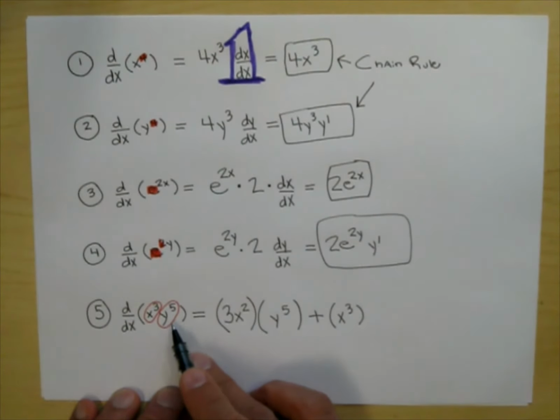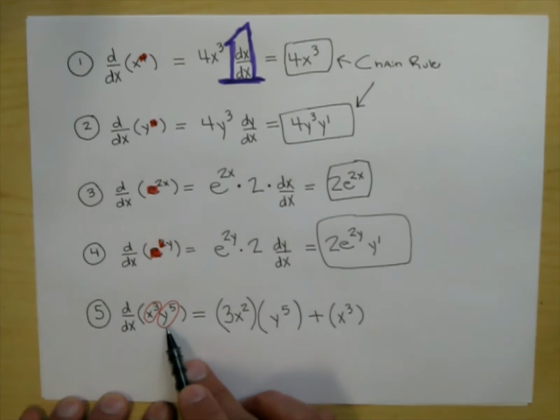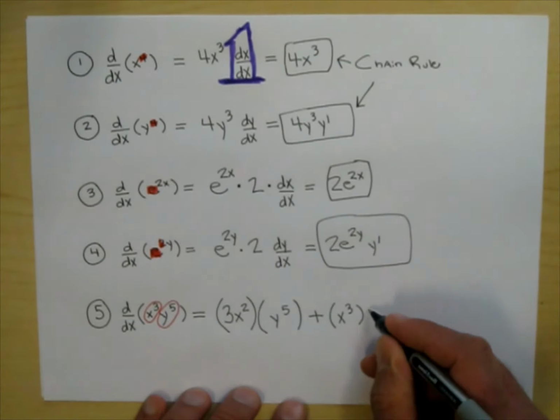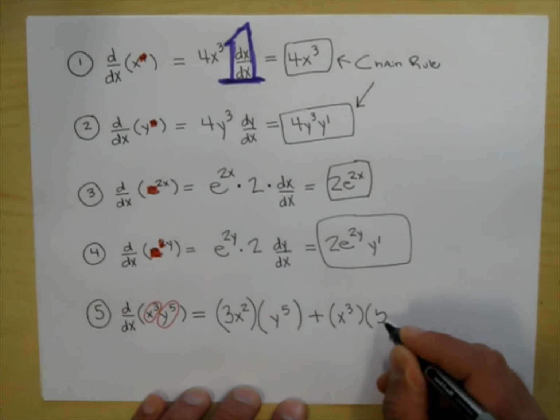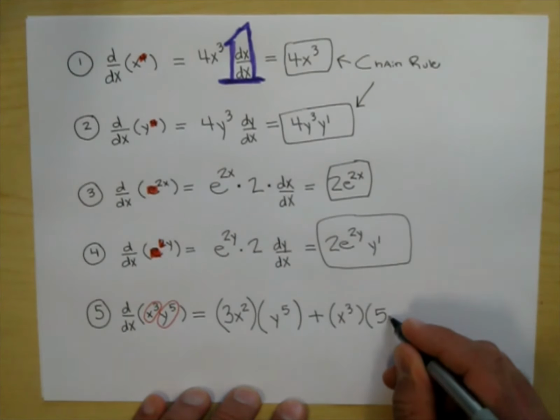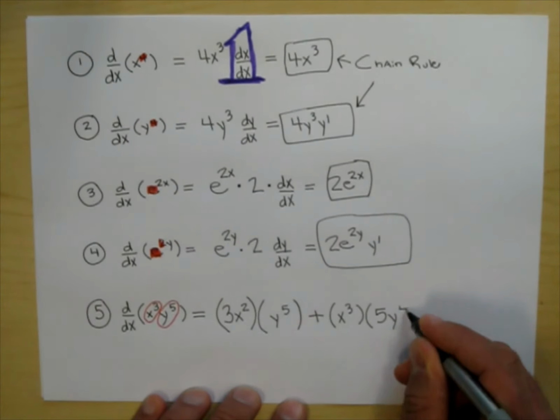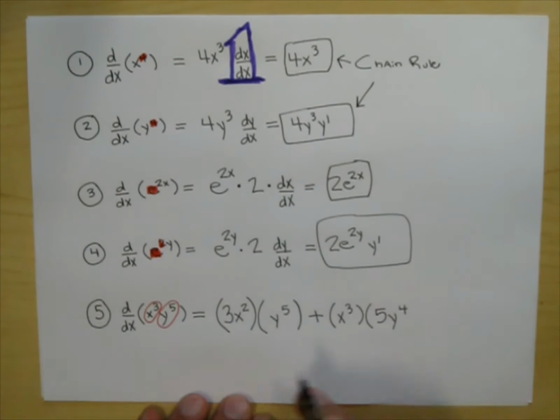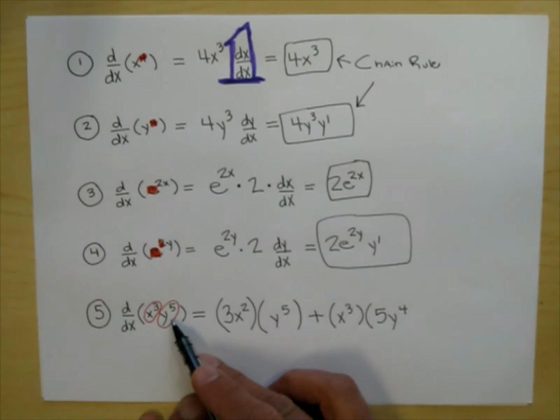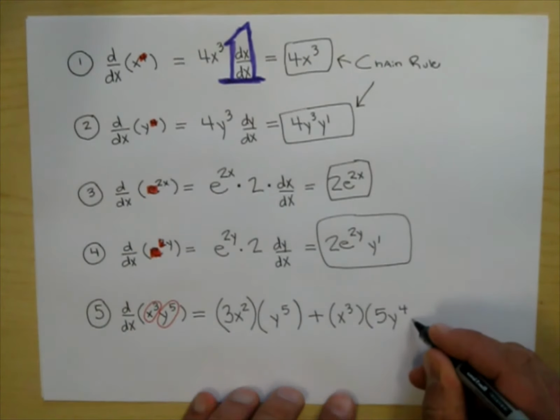So now I'm taking the derivative of something that has a y in it, and I'm using the chain rule, so I'm just going to say, well, if this was an x and it said x to the fifth, what would I do? I would say 5x to the fourth, but I'm going to put 5y to the fourth, and then because I took the derivative of something that had a y in it, this is with respect to x, I'm going to put a y prime.